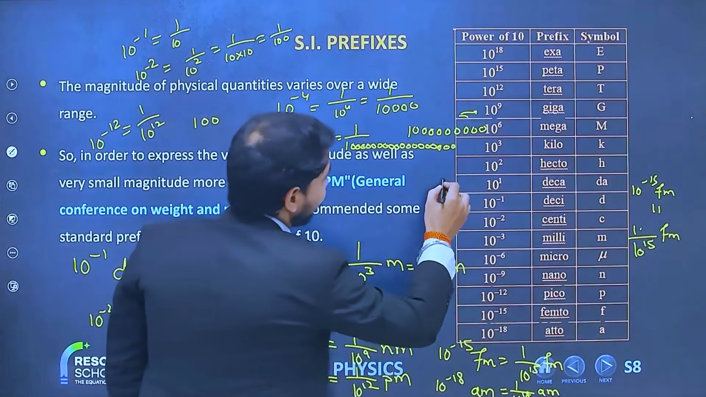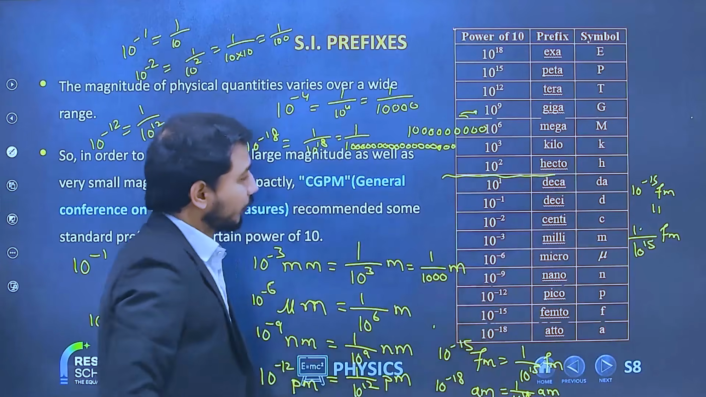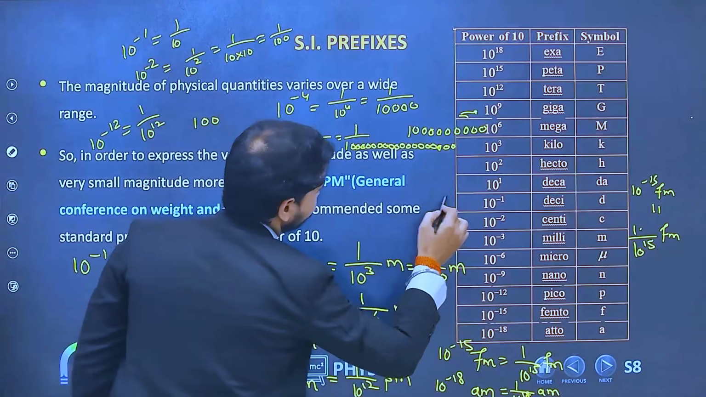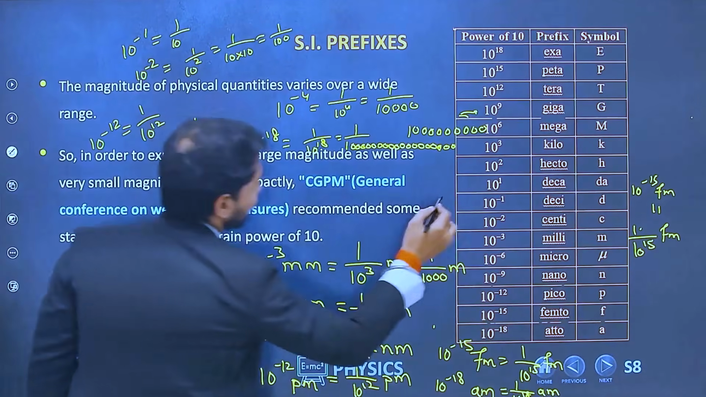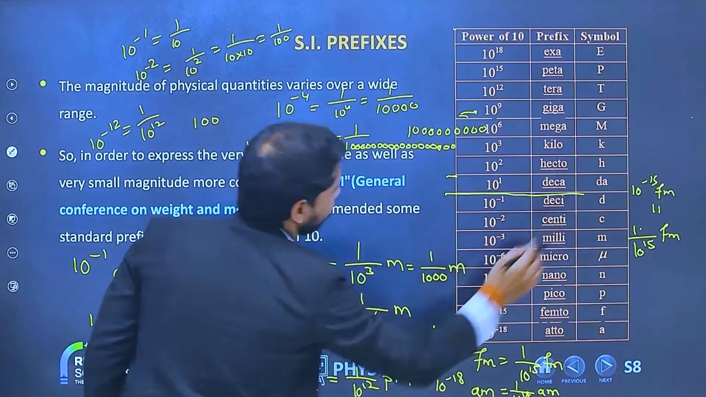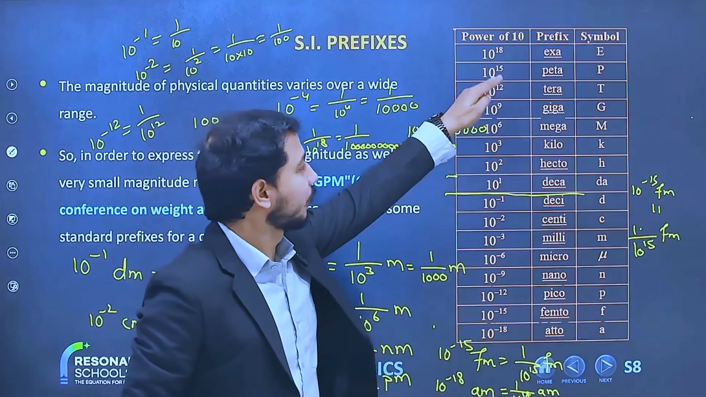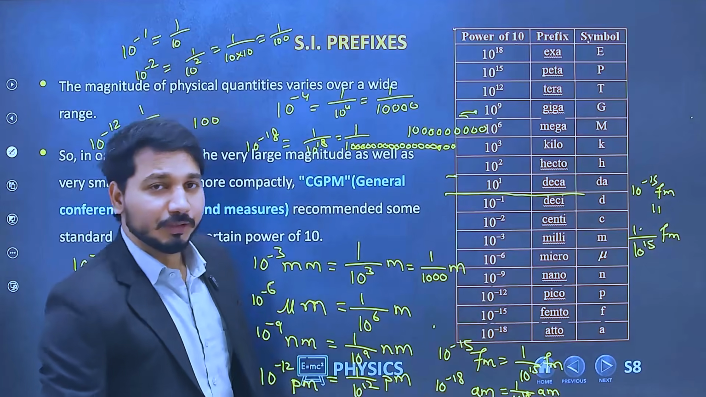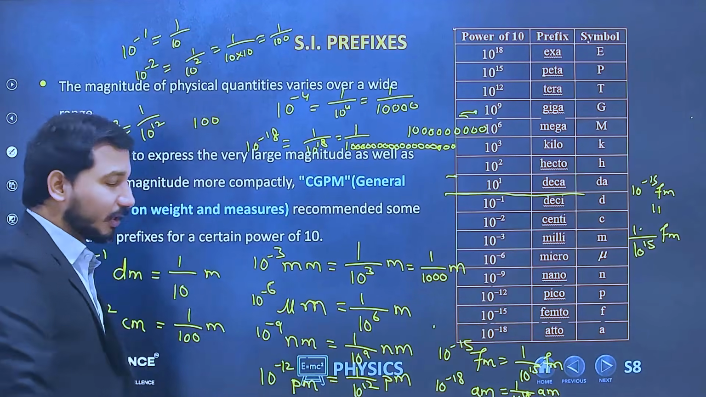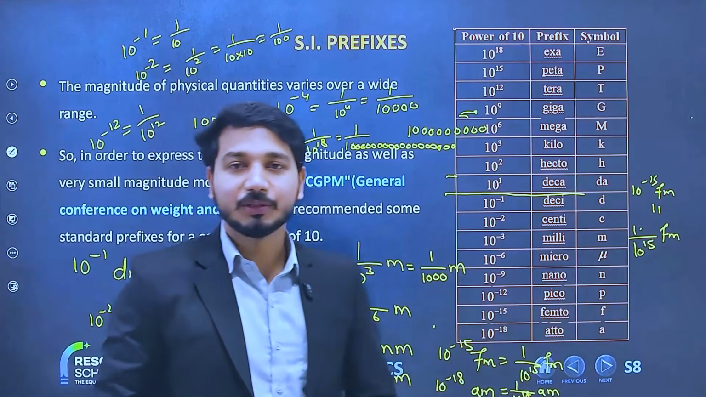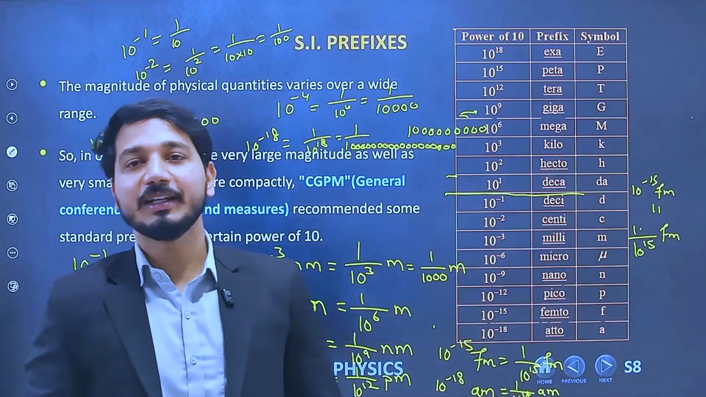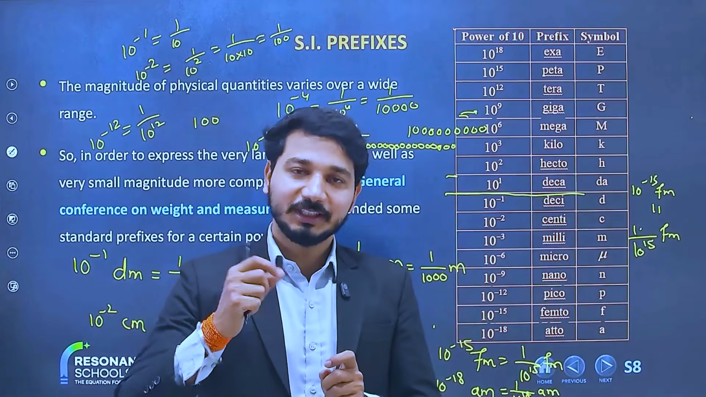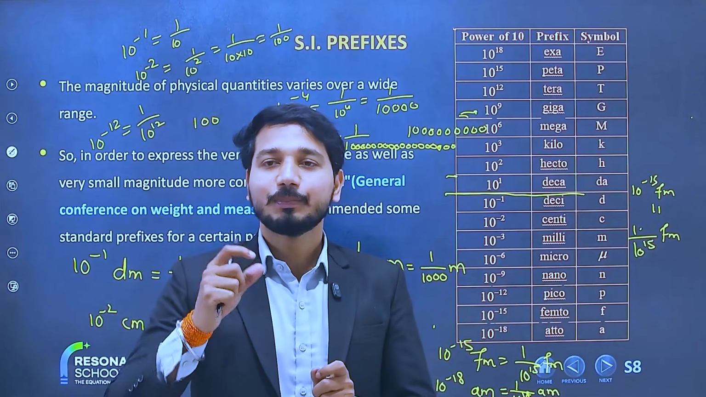Here is the border line, right? Sorry, not there, below that. Above this, the 10 to the powers are positive, and below this, the 10 to the powers are negative. A simple way to learn these is deca, hecto, kilo, mega, giga, tera, peta, exa. And all the 10 to the powers increase by plus 3.